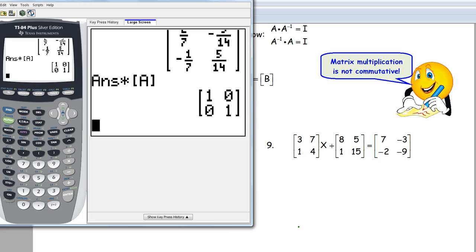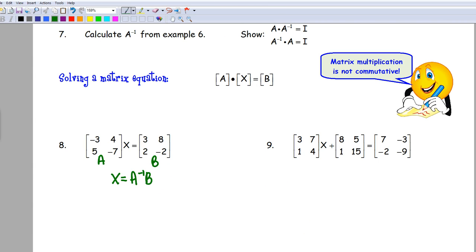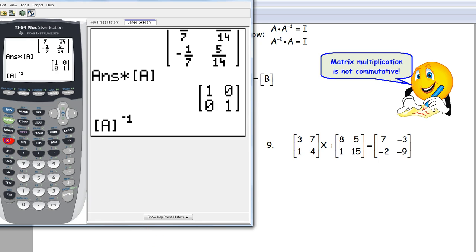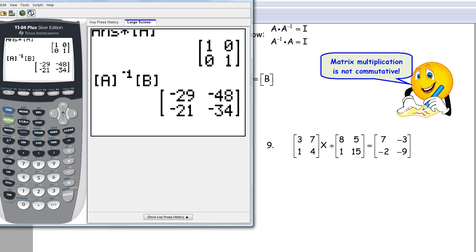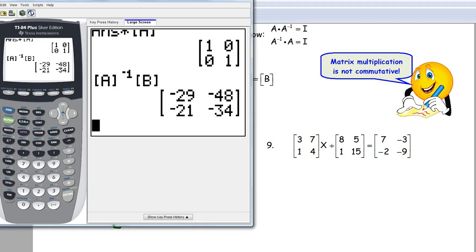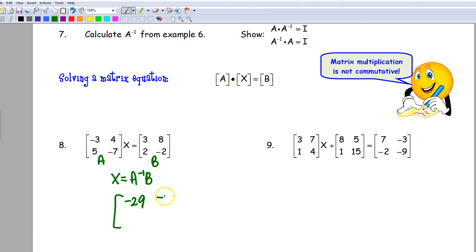All right, so now all you're doing is A inverse B. Get your matrix A. Press the inverse button, get your matrix B. Press enter. And what you've just solved for is the matrix that when multiplied by A yields B. So -29, -48, -21, -34. And there you go. That's your answer.